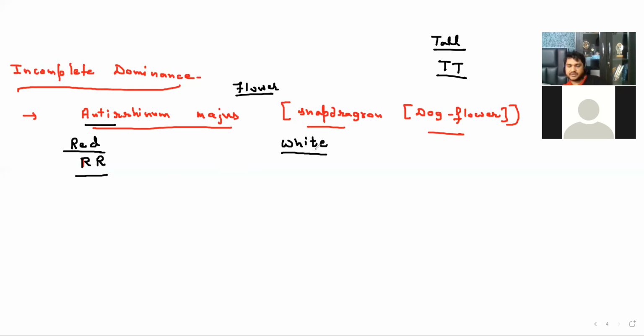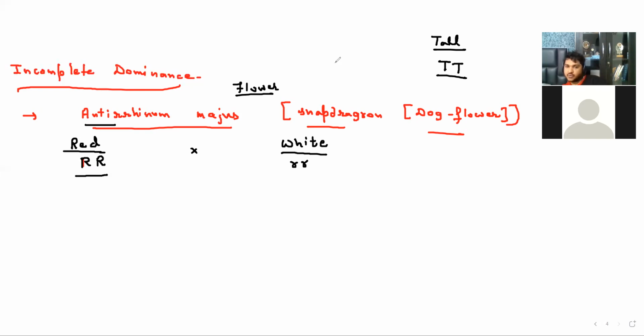We have the other flower which is white, and because it is recessive and this is dominant, I'm already telling you, we have to take small r. Tiny r's. Yes, we have to write small r, right? So it is representing white.